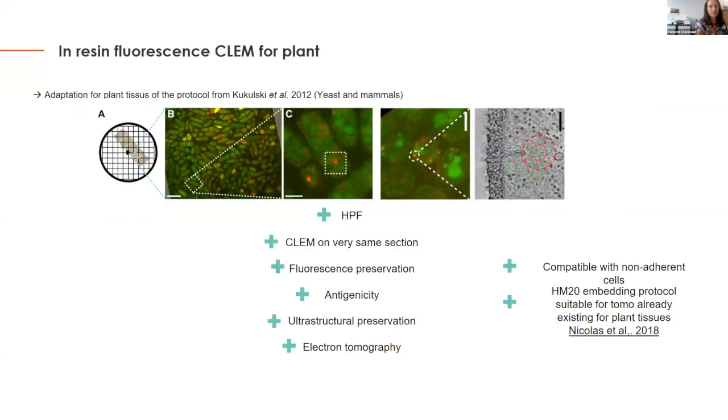So we based our work on the in-resin fluorescence protocol that was originally developed by Kukulski in 2012, on yeast and mammals. It's a protocol that uses high pressure freezing, and they are able to do CLEM on the very same section. We chose this protocol because it has very high fluorescence preservation, antigenicity preservation, and good ultrastructural preservation. This protocol is compatible with electron tomography. And moreover, it is compatible with non-adherent cells, which is our case with plant tissue.